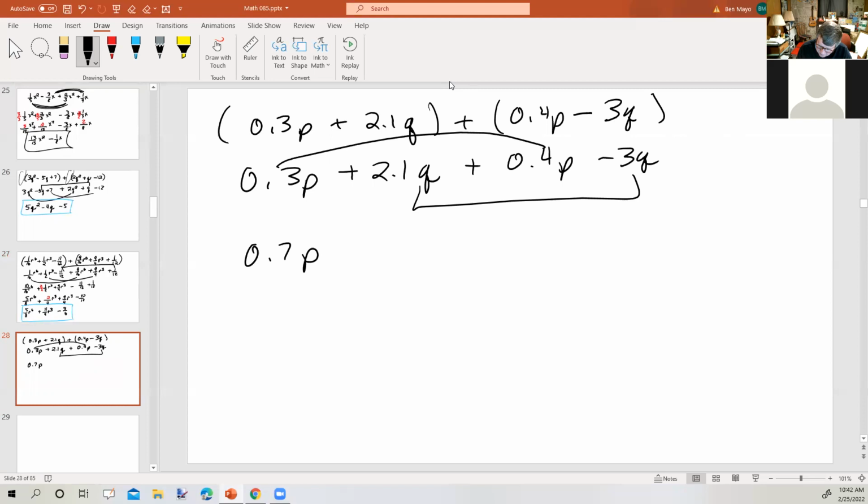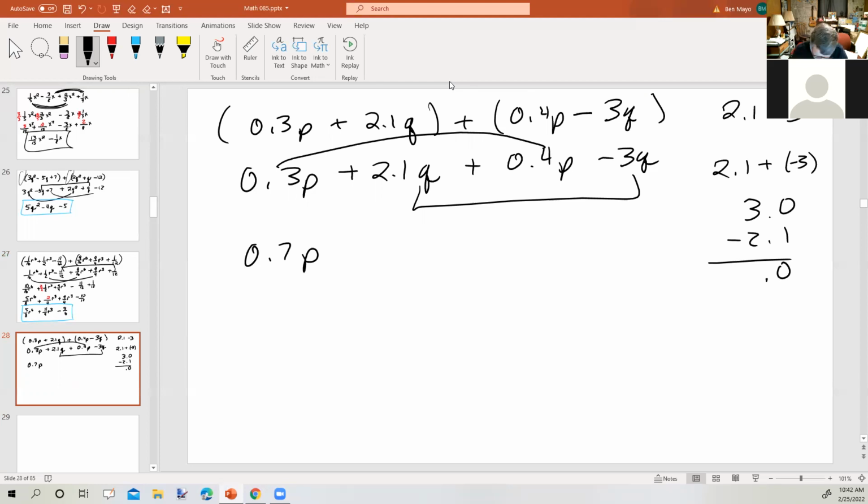2.1q minus 3q. We've got 2.1 minus 3. Remember what you do when you're subtracting a larger number from a smaller number, okay? So let's see here. We could change this to addition of the opposite. Now we're adding two numbers with different signs. We subtract the smaller absolute value from the larger absolute value, but then we attach the sign of the number with the largest absolute value.